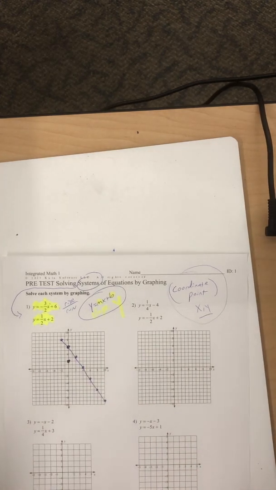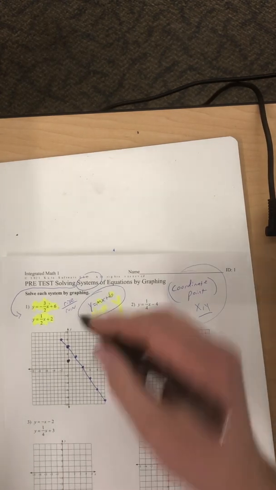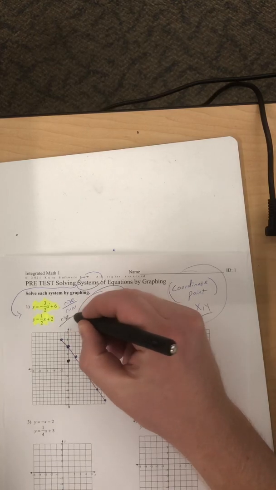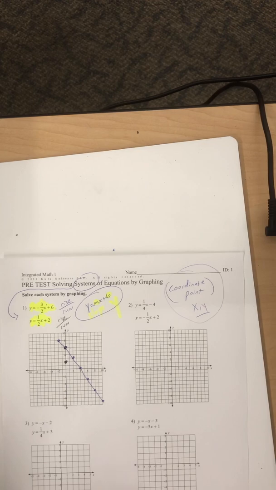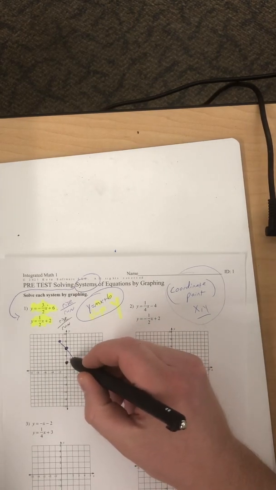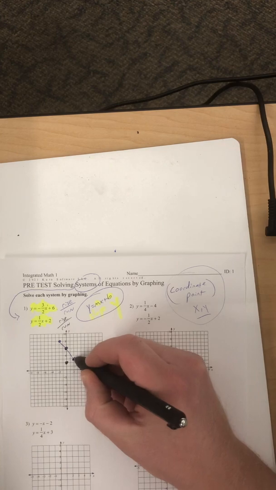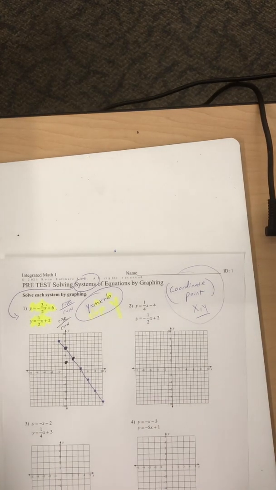My slope is 1 over 2, so it's still rise over run. It's not negative, so my rise is going up. I'm going up 1 over 2. Up 1 over 2. Look at that. I immediately see what the solution is, where they cross, where they intersect.